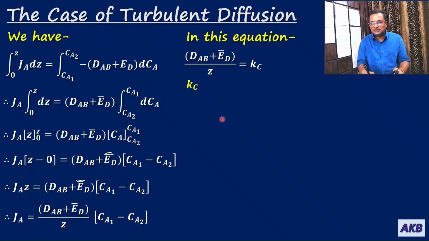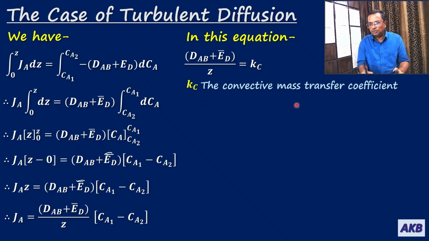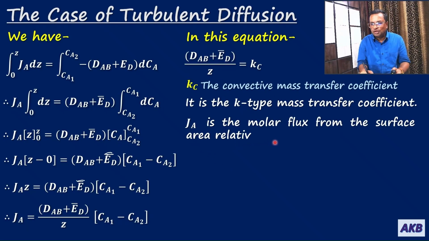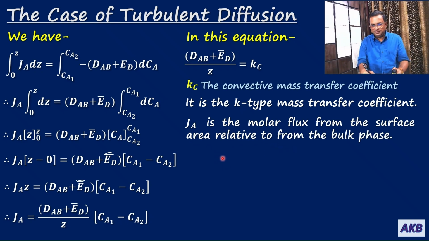So with this, Kc is the convective mass transfer coefficient, and it is similar to convective heat transfer coefficient. So it is the K-type mass transfer coefficient which we had planned to understand. K-type mass transfer coefficient is given by this equation, and Ja in this case is molar flux from the surface relative to from the bulk phase.